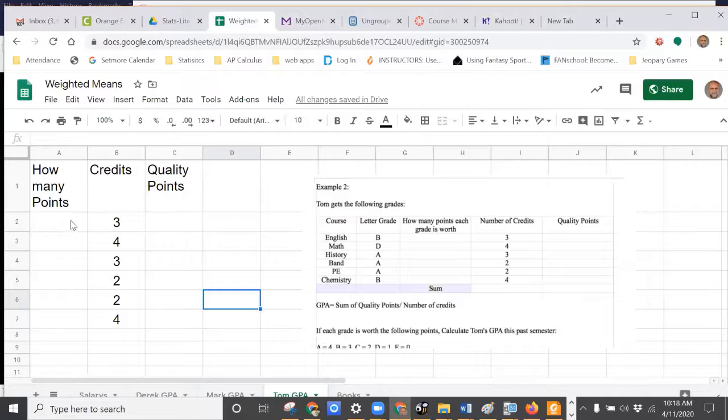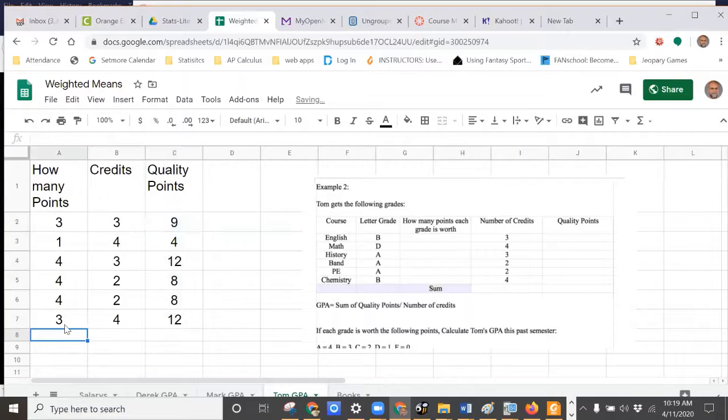So let's see. He got a 3 in English. He got a 1 in math because it's a D. He got a 4 in history, a 4 in band, a 4 in PE, and a 3 in chemistry. So then I'm going to find the quality points, right? How do we do that? Do the multiplication, right? So I'm going to multiply those two cells together. So equals, I clicked on the cell. I went shift 8. I'm going to click on this cell. Okay, and we're going to fill down. I'm going to get the sum.